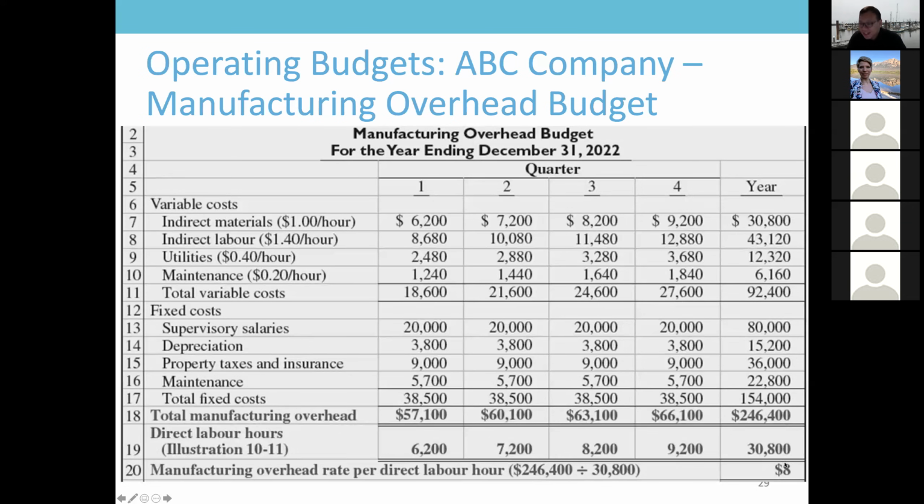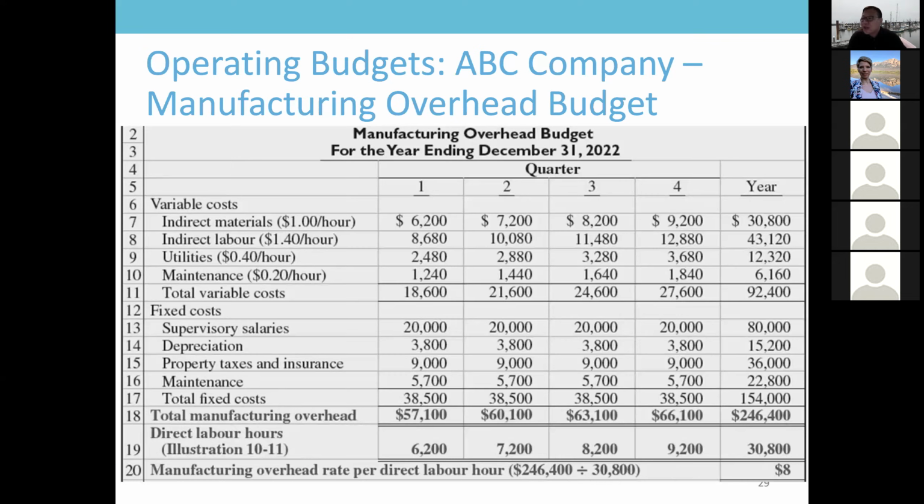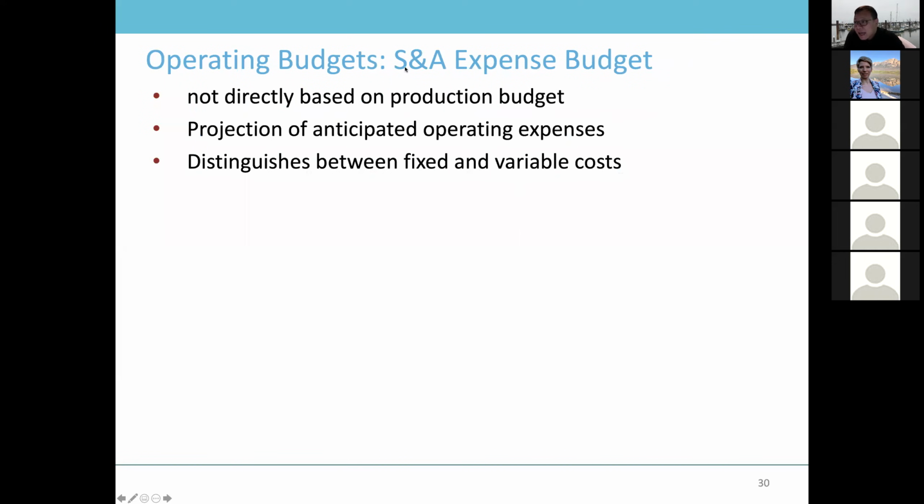$8, right? This is chapter 5, ABC. So that's the manufacturing overhead budget, okay? And so far we have done the product cost. We also want to do the period cost, right? The period cost. That's the selling and the administrative expense budget. That's the period cost, okay?